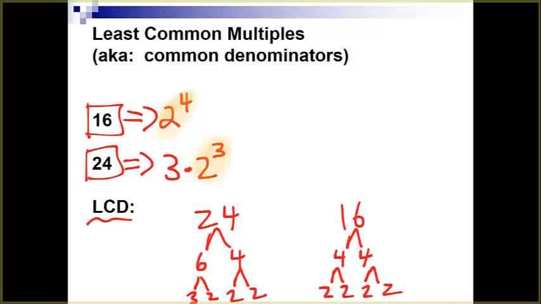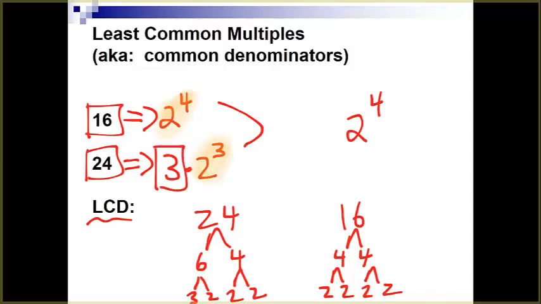Again, think of this as the dark blonde hair, muscular type deal. You're looking for the highest exponent with that term. So I have a 2 to the 4th and a 2 to the 3rd. What they need is going to be a 2 to the 4th. And then the 3 is part of the 24.